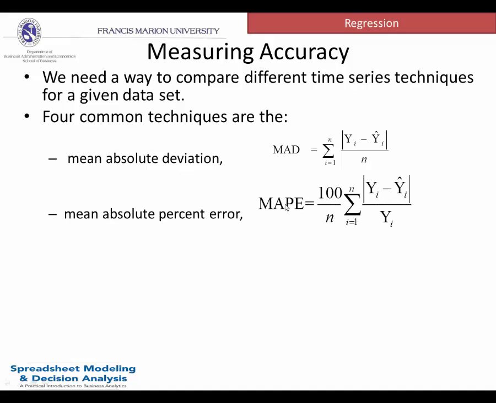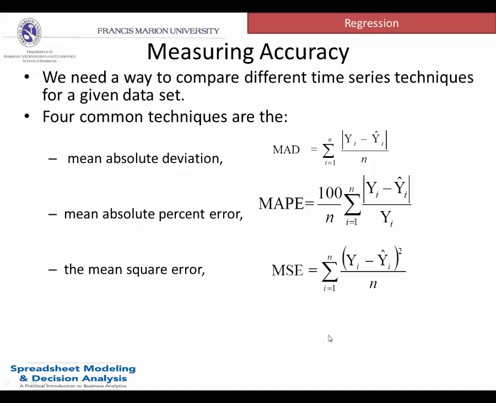The second one is mean absolute percentage error, right? So we take the actual value, yi, and this is your forecast, so this is your absolute error, and you divide it by the actual value, so this is percentage error, and you take the average of that to get mean absolute percentage error.